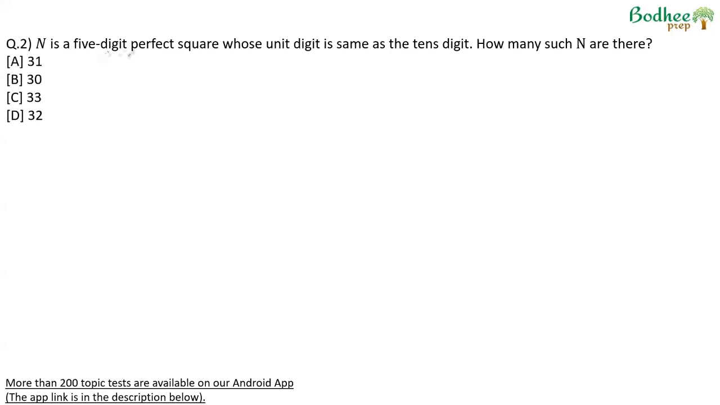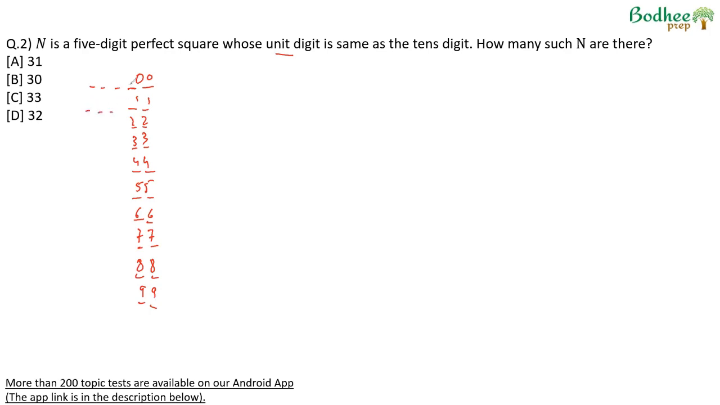N is a 5-digit perfect square whose unit digit is same as the tens digit. So the first 3 digits and then the last 2 units and tens, these are same. So the values that they can take are 0, 0, 1, 1, 2, 2, 3, 3, and so on. If I list down all the cases of 5-digit numbers having the same unit and the tens digit, these will be the total cases possible.